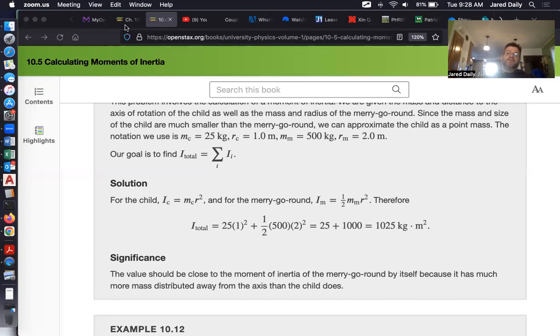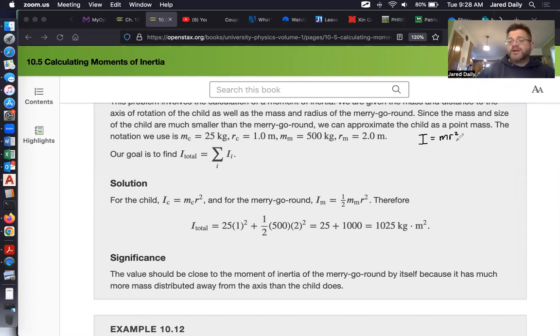So there are three things that we've learned about moment of inertia. Let's write down the three things we've learned. The moment of inertia of a single point mass rotating at some distance r from the point of rotation is the mass of the point mass times the distance to the axis of rotation squared, right? That's the first thing we learned.